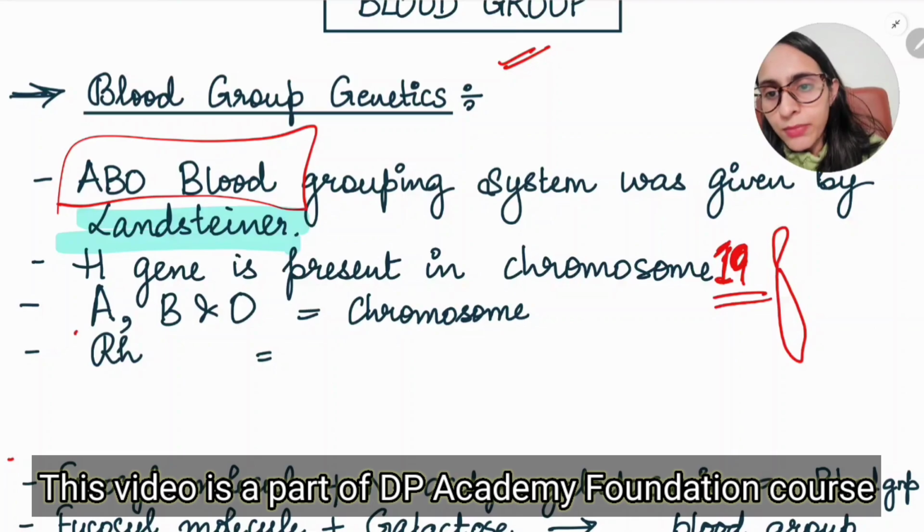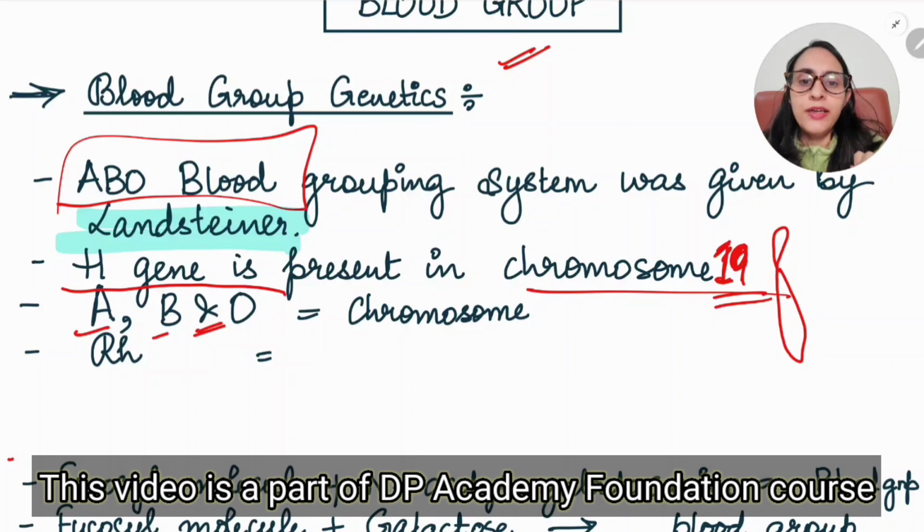So A blood group, B blood group and O blood group. See, this is the H gene that is present on chromosome number 19. If they ask A is present on which chromosome, it is present on chromosome number 9. Just remove one. B blood group, it is present on chromosome number 9. O blood group, it is present on chromosome number 9. Or AB blood group, it is present on chromosome number 9.